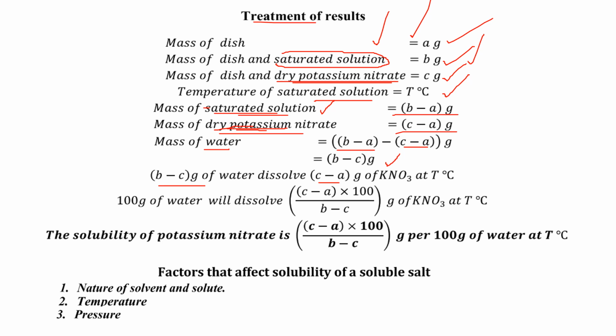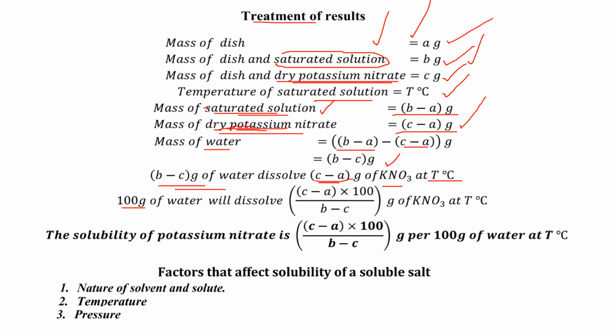C minus A refers to the mass of the dry potassium nitrate, which is present here, as I explained how we got it. So this mass of water dissolved this mass of potassium nitrate at a specific temperature, at 10 degrees Celsius. Then what about 100 grams of water? Because that's how we measure solubility.